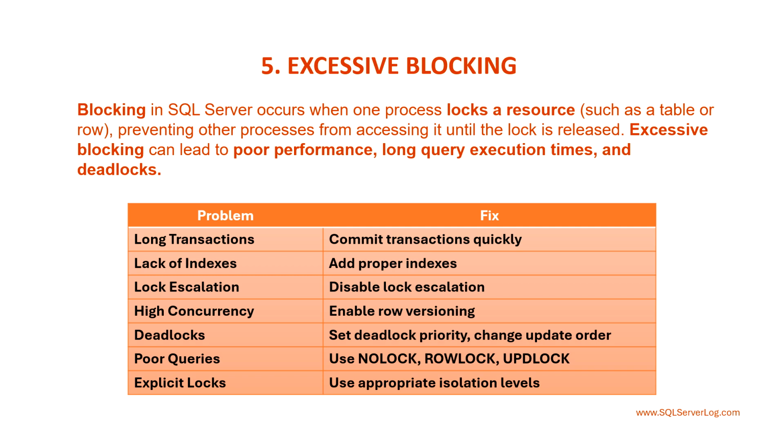Problem is long transactions, fix is commit transactions quickly. Lack of indexes, add proper indexes. Lock escalations, disable lock escalation. High concurrency, then you need to fix this, enable row versioning. Problem is deadlocks, set deadlock priority, change update order. Poor queries, use NOLOCK, ROWLOCK, UPDLOCK. Explicit locks, use appropriate isolation levels.